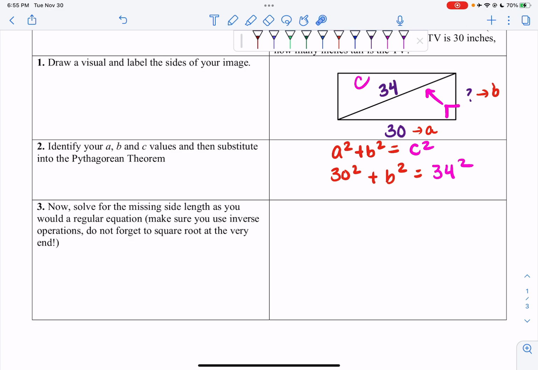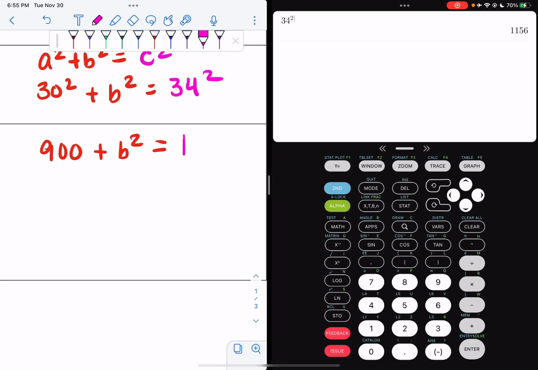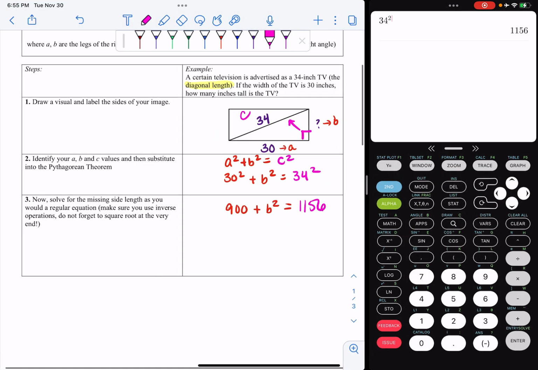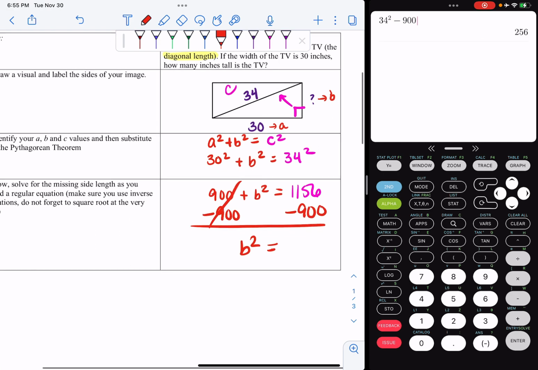What is 30 squared? Well, if I use my calculator, I know that 30 squared is 900. So I have 900 plus b squared equals 34 squared. I have no idea what that is, so I'm going to type it into my calculator. And when I do, I get 1156. Now, what is my next step in solving this equation? I subtract 900 from both sides of my equation. So I subtract, cancel, and I get b squared equals 1156 minus 900, and I get 256.